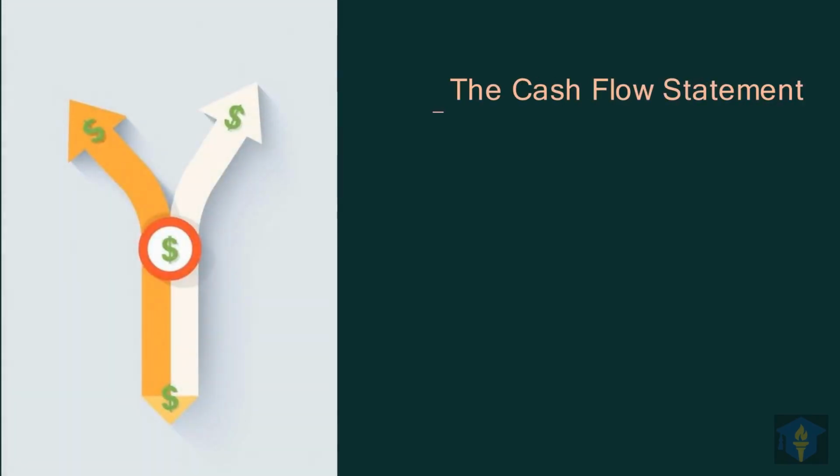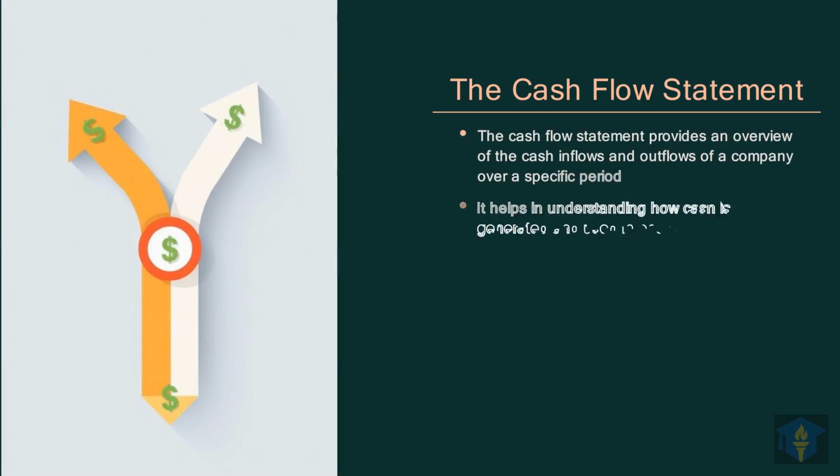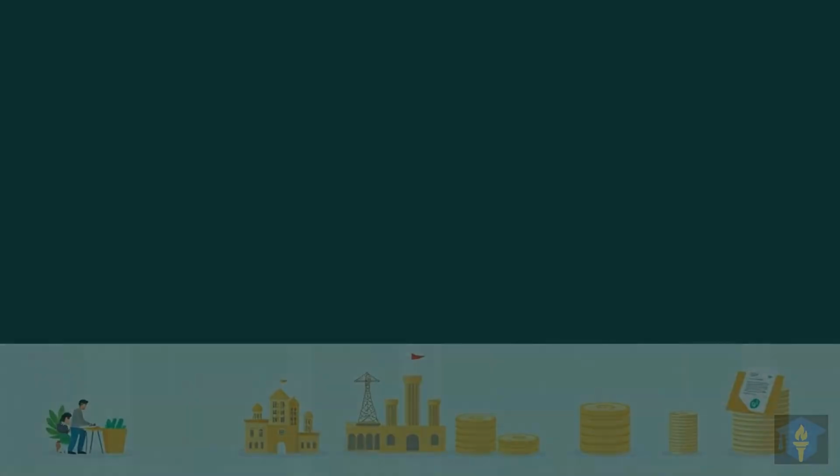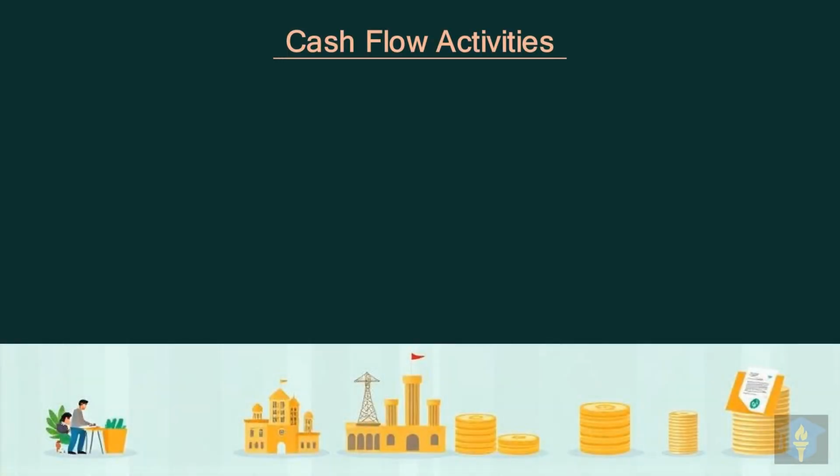Now, let's explore the cash flow statement, a crucial financial document that reveals a company's cash movements. It shows cash inflows and outflows over time, detailing how cash is generated and used across operating, investing, and financing activities. Let's break down the different types of cash flow activities that are reported in this important statement. This section helps us understand exactly where a company's cash originates from and where it is being spent.